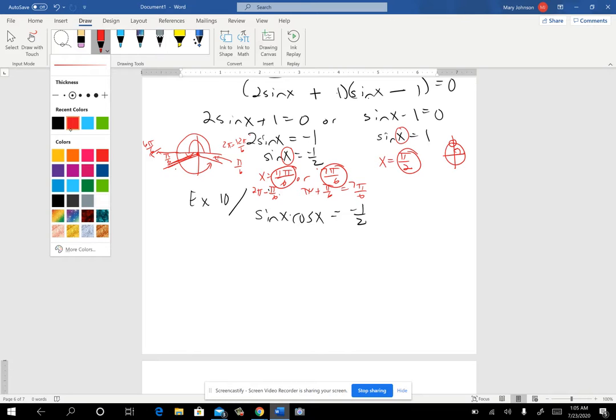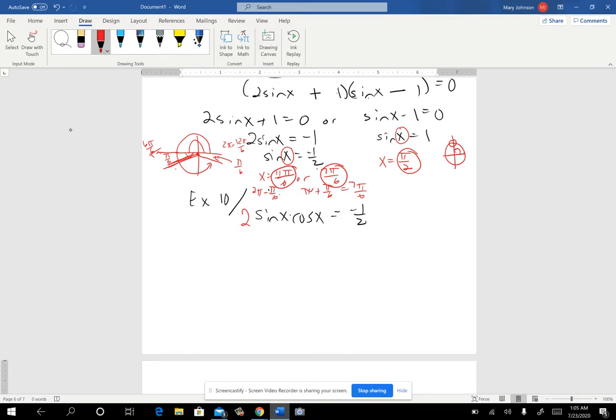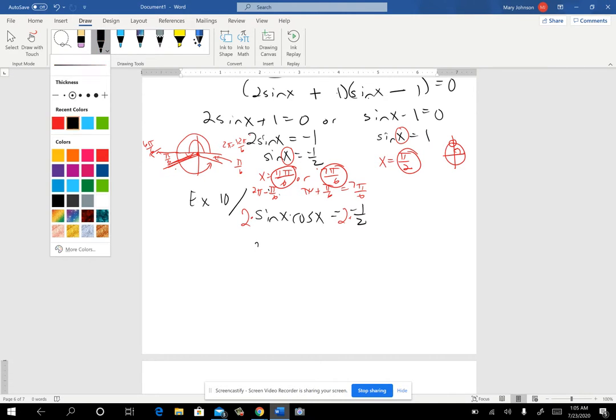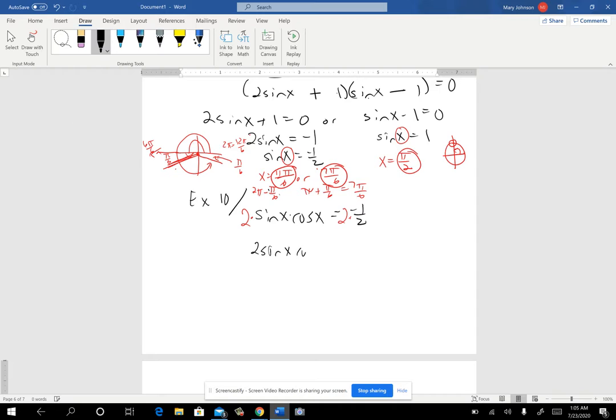So here's what I thought about. I thought about multiplying both sides by 2. If I do that, I get a 2 sine x cosine x. 2 times negative 1/2 would be negative 1. But the reason I did it is I recognized that I could change that into 2 sine x cosine x, and I know that I can substitute sine of 2x in there. So sine of 2x has to equal negative 1.